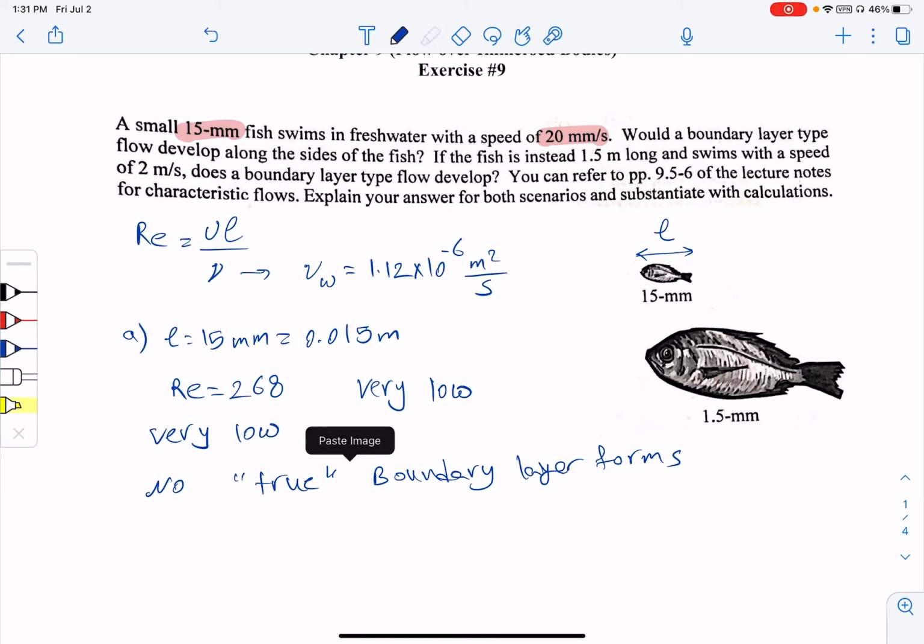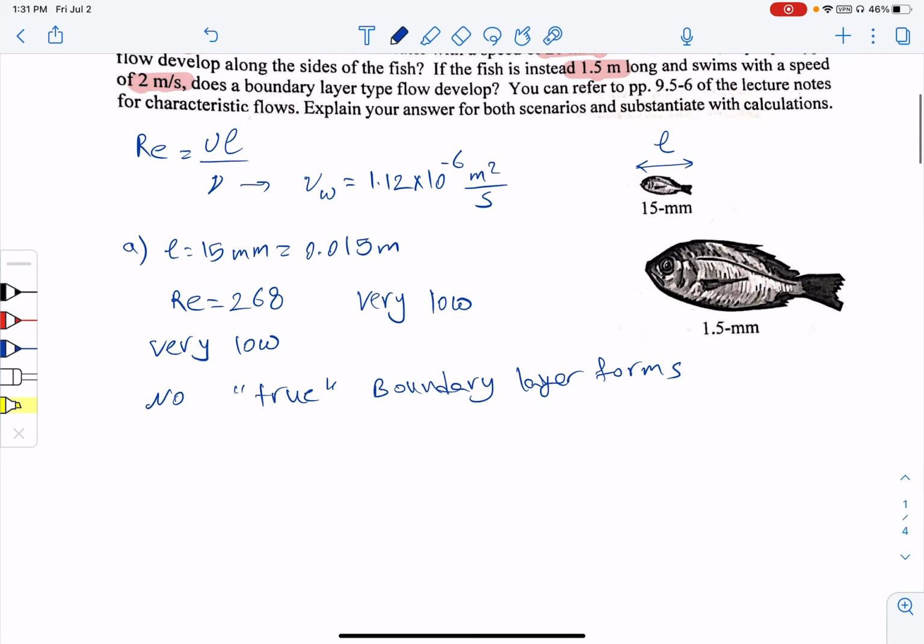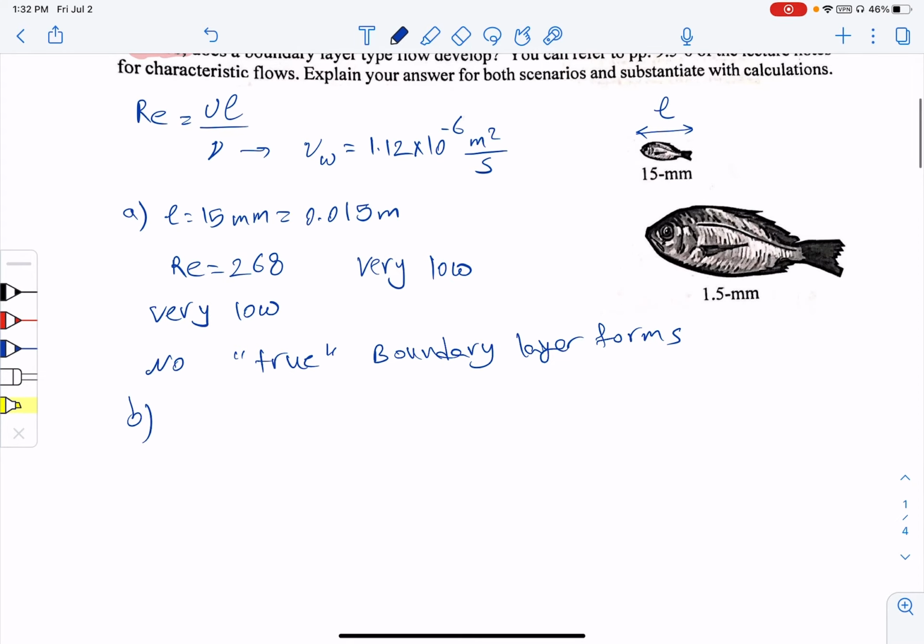Now it says that if the fish is instead 1.5 meter long and swims with a speed of 2 meter per second, how about the boundary layer type? Is it developed or not? So let's say that we have the length, instead of 15 millimeter, as 1.5 meter, and we know the nu of water.